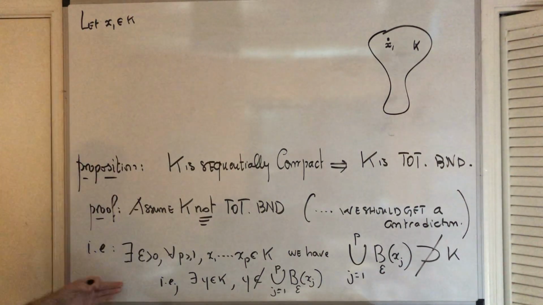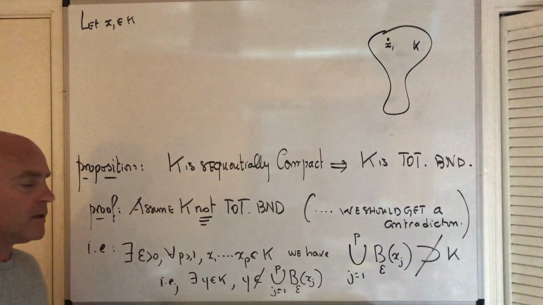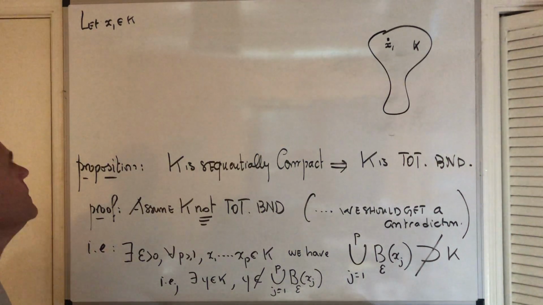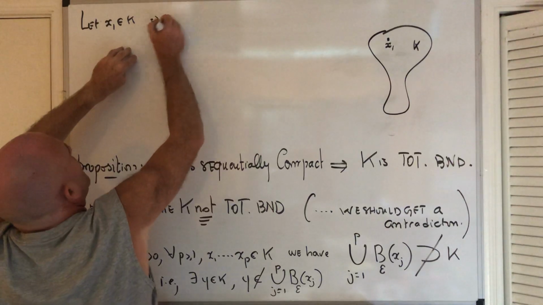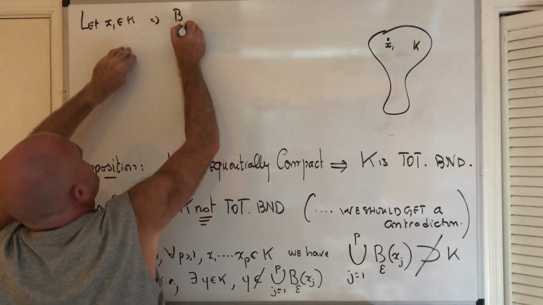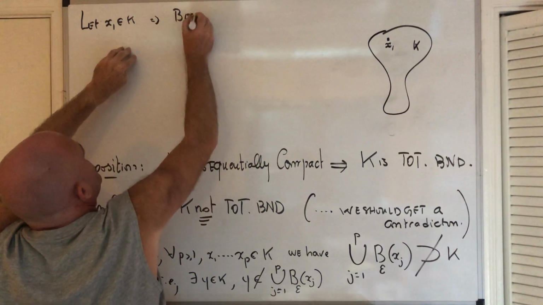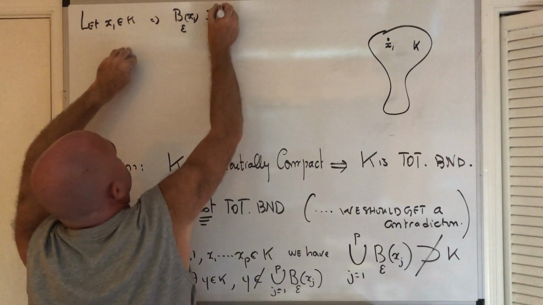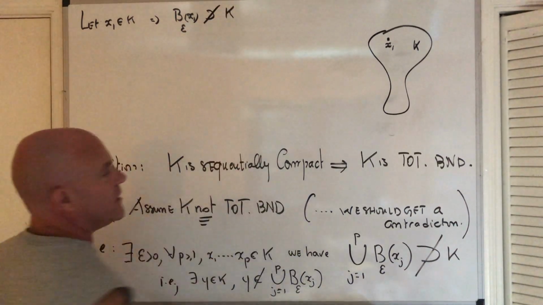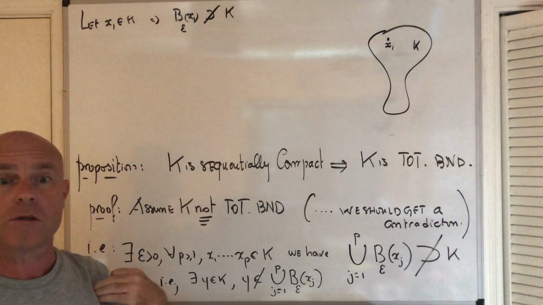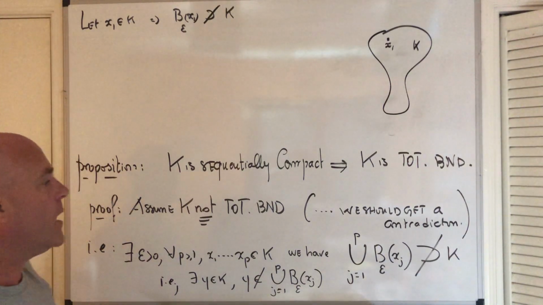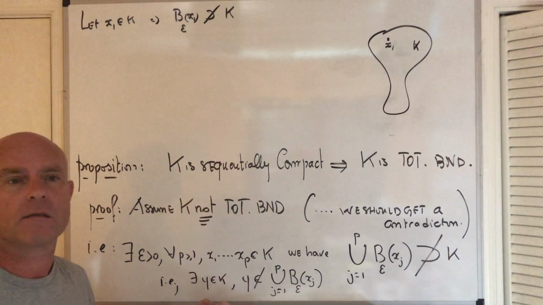Well, I'm going to apply this sentence. There exists an epsilon, so this means that the ball centered at x1 of radius epsilon does not cover K. Of course, it's a single union, but it doesn't cover K. Otherwise, this contradicts this sentence.